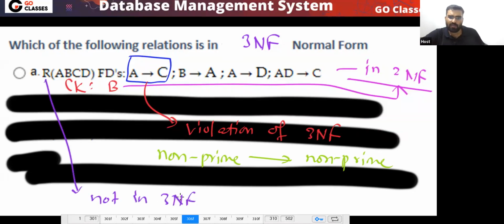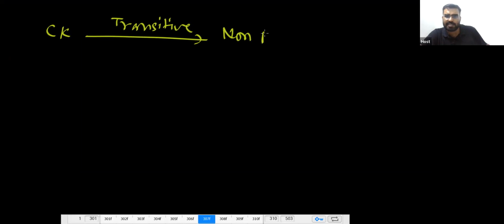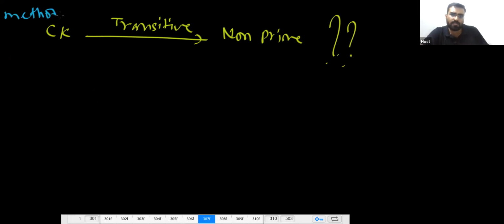The same question, how will you solve it using transitive dependency? Where is the transitive dependency? Do we have this type of transitive dependency? Tell me. Can you give me this type of transitive dependency? Yes, there is this type of transitive dependency. This is method number 2.